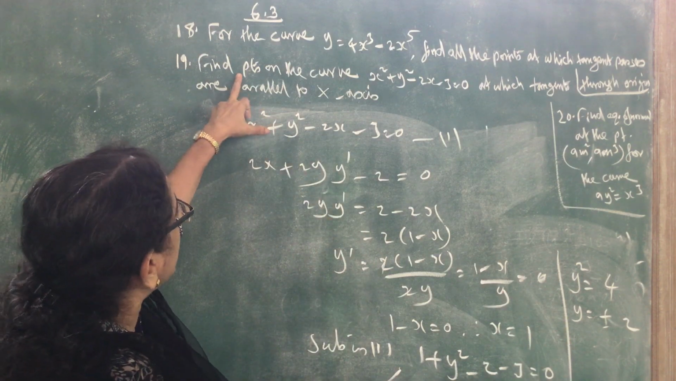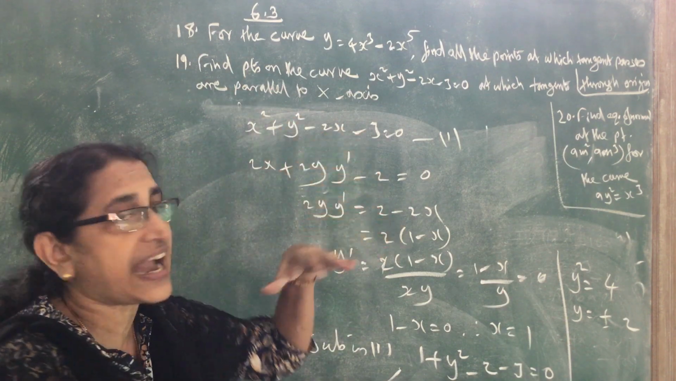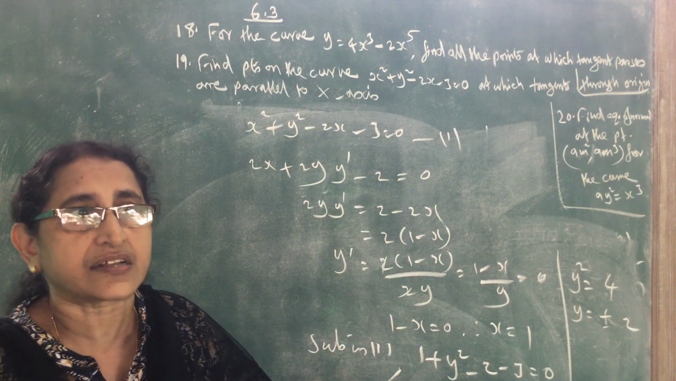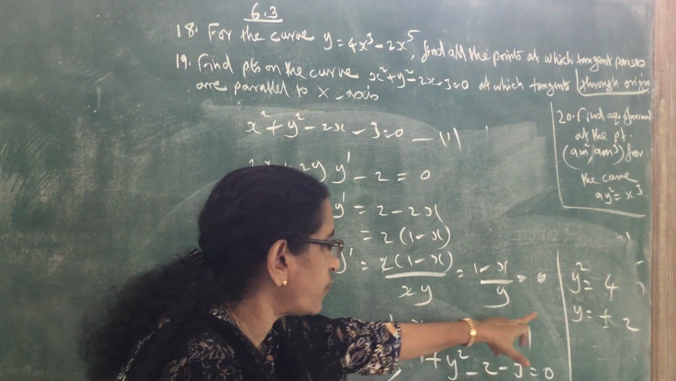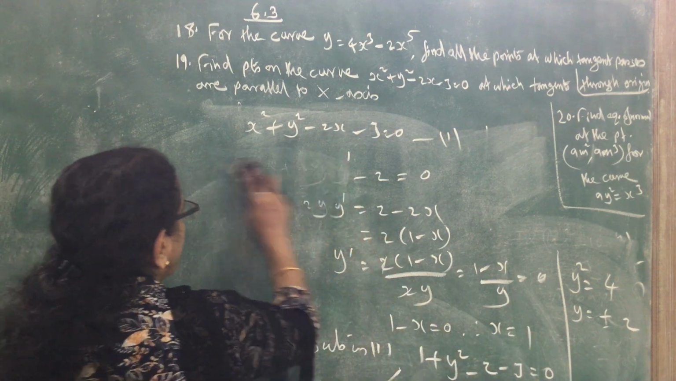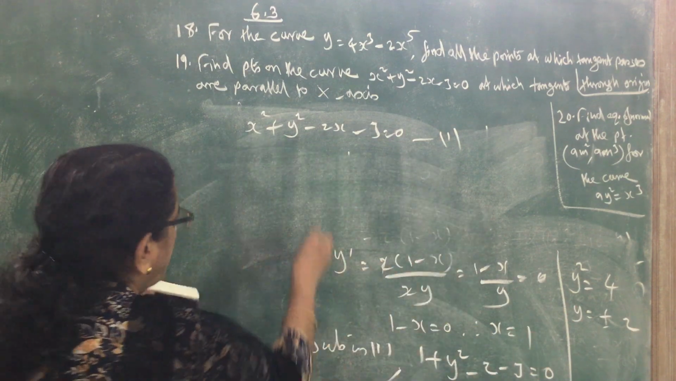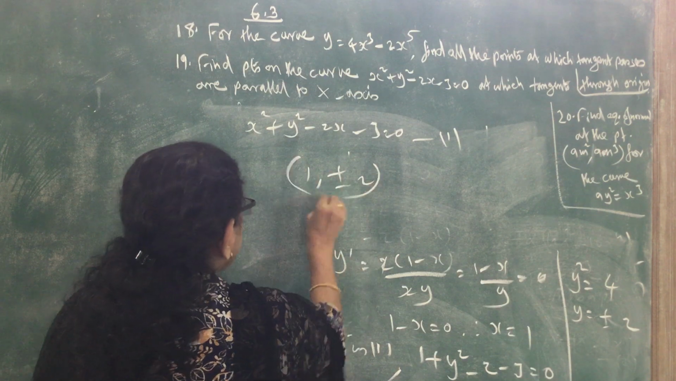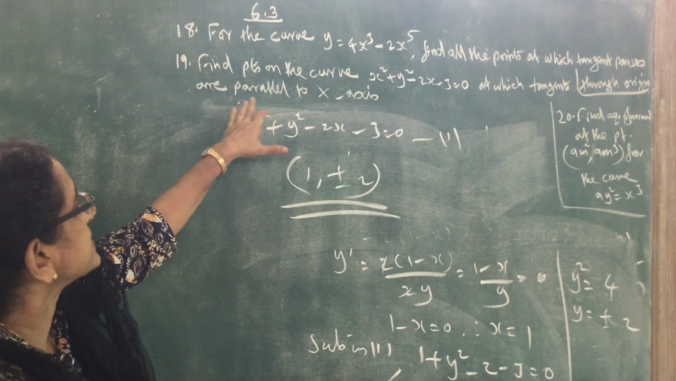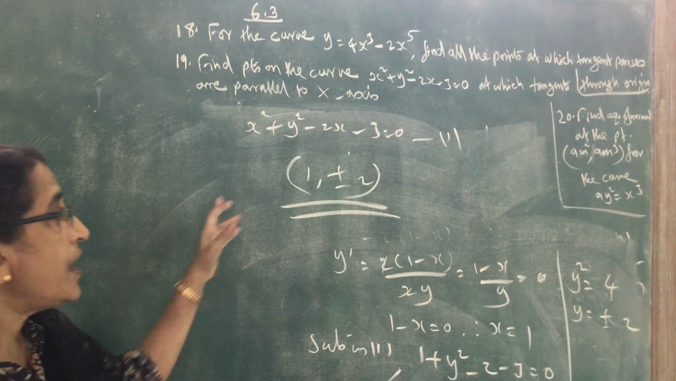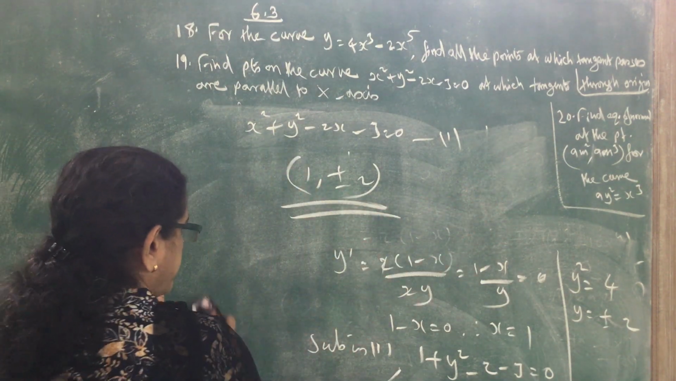So the question is to find the points on the curve at which the tangent is parallel to x-axis. So there are 2 points. Which are the 2 points? X coordinate 1, y coordinate plus or minus 2. Therefore the required points are (1, plus or minus 2). So these are the required points on the curve so that the tangent is parallel to x-axis. Now see question number 20.